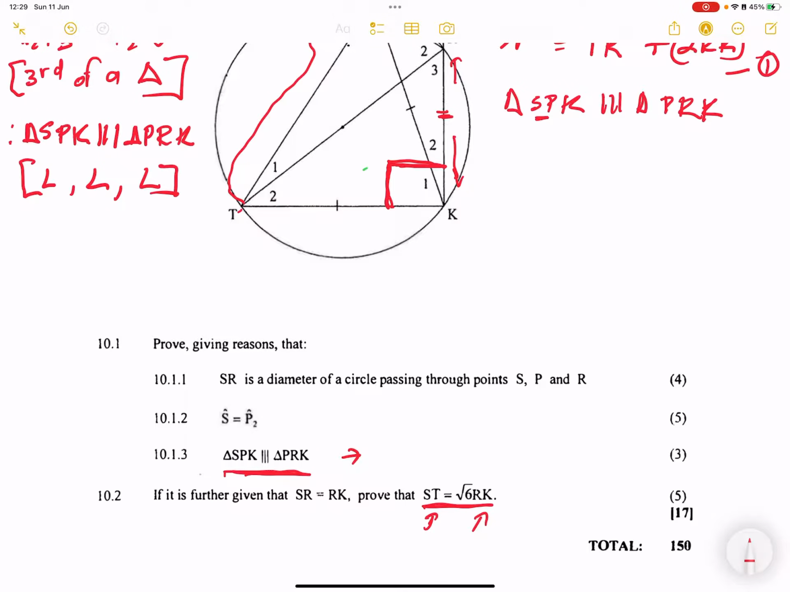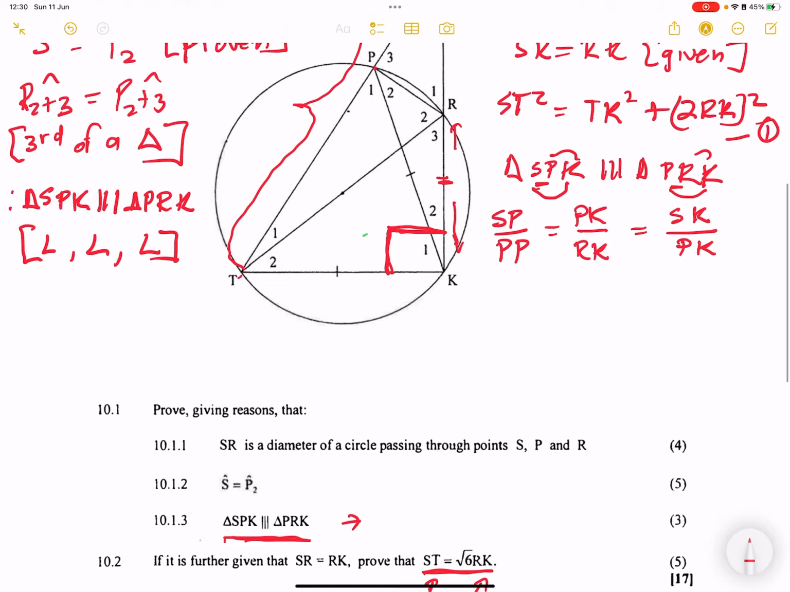So then it means SP over PR is equal to PK over RK, which is equal to SK over PK. So we said SP.